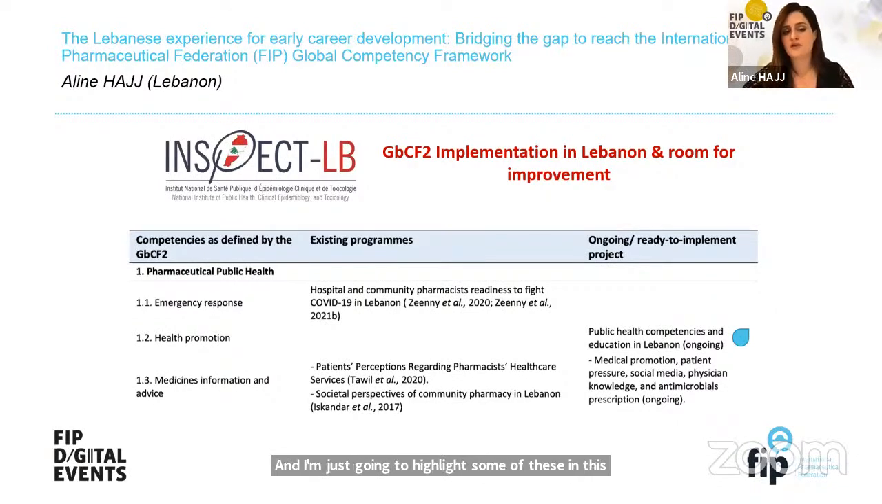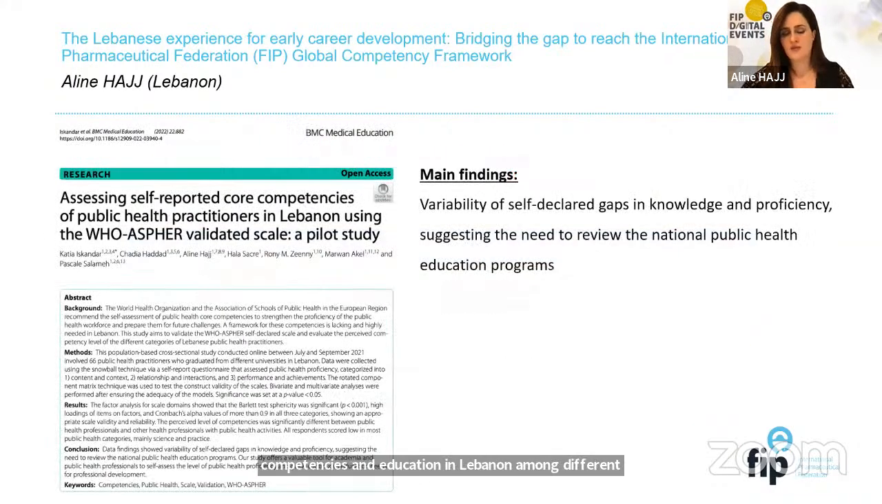So if we take the first part related to pharmaceutical public health, of course, we have some existing programs related to the hospital and community pharmacists, for example, in some pandemic situation, like in the COVID-19 situation. And one of the major ongoing projects, which has already been published, is we evaluated the public health competencies and education in Lebanon among different healthcare professionals, including pharmacists. And the main findings were the variability in the knowledge and proficiency, suggesting to review the national public health educational programs, including what is related to the pharmacy education.